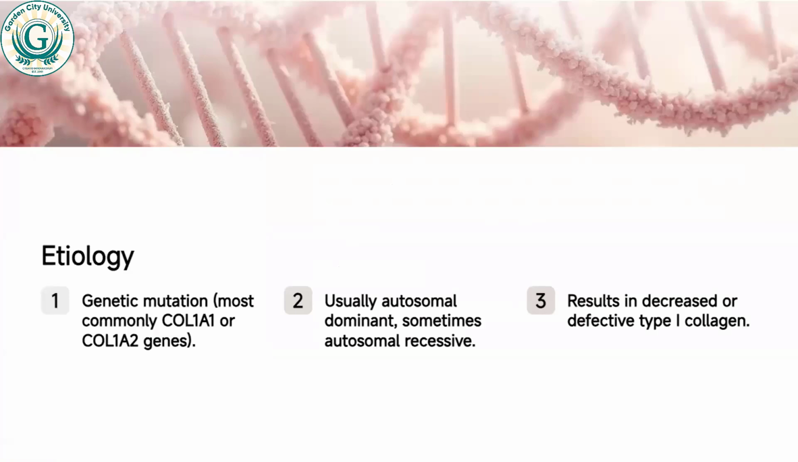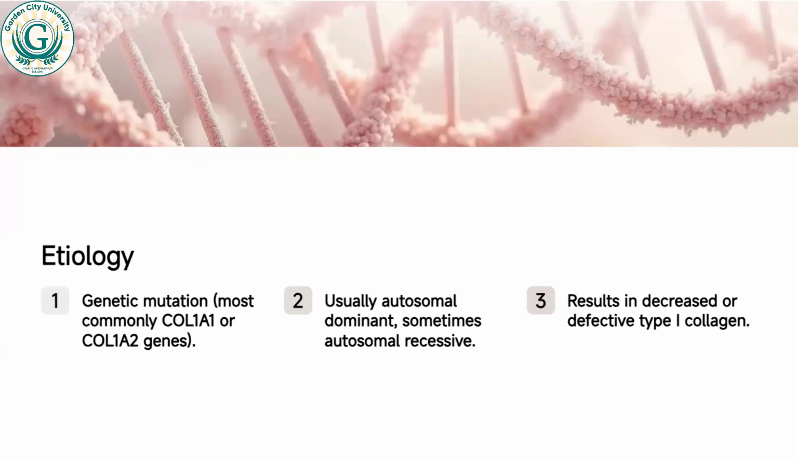Genetic mutation that occurs. So we can have it as a result of genetic mutation, commonly in the COL1A1 or COL1A2 genes. So mostly when you have that mutation, you are predisposed to getting osteogenesis imperfecta. It is usually autosomal dominant and sometimes autosomal recessive.